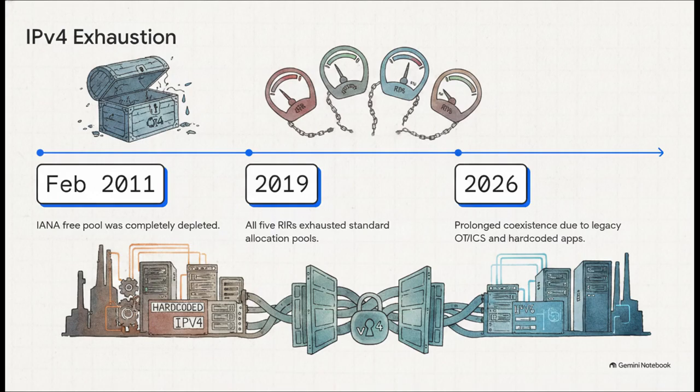But here's the catch. We can't just flip a switch and turn off IPv4. We are forced into a prolonged coexistence phase that's going to span decades. Why? Because legacy operational technology, industrial control systems, and older enterprise applications with hard-coded IPv4 assumptions simply cannot be rapidly re-platformed. We have to secure both.